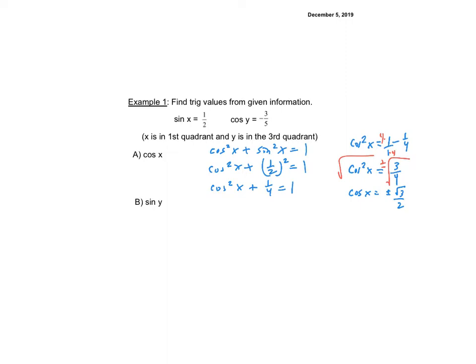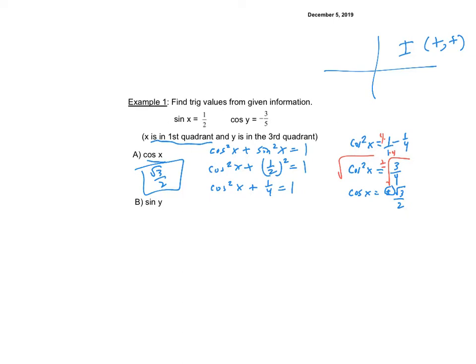So if I come back up here, x is in the first quadrant, and we're trying to find the cosine of x. You remember on the unit circle, this is your quadrant 1. Both cosine and sine are positive in the first quadrant there. So this is the positive value. So this is really the square root of 3 over 2 for the cosine of x.